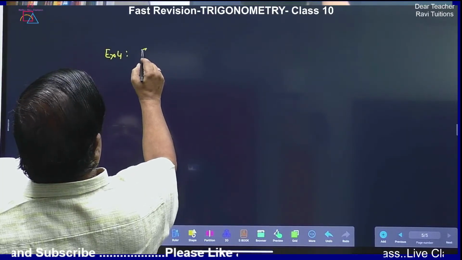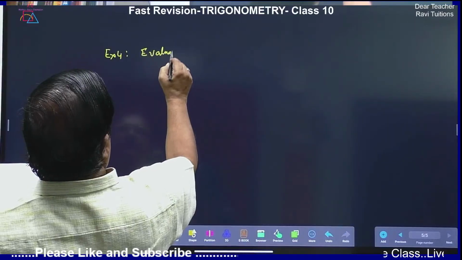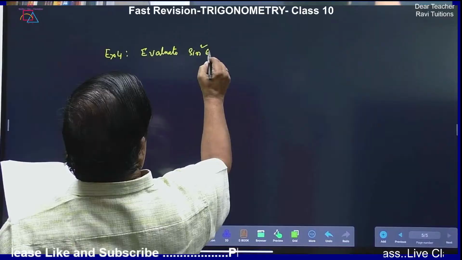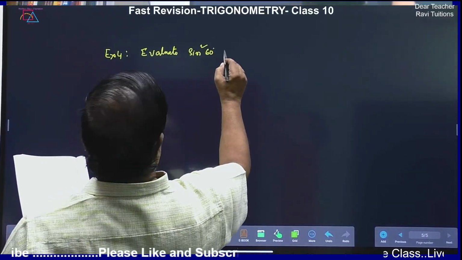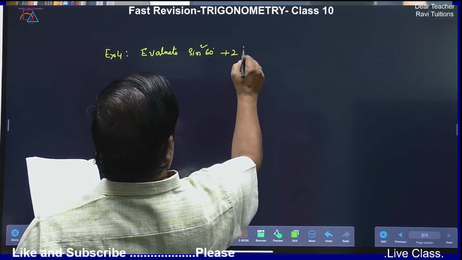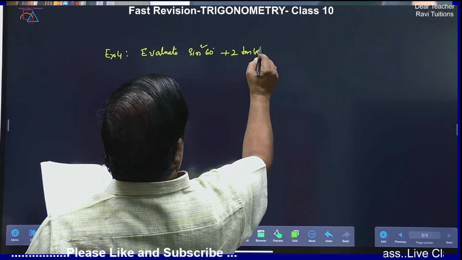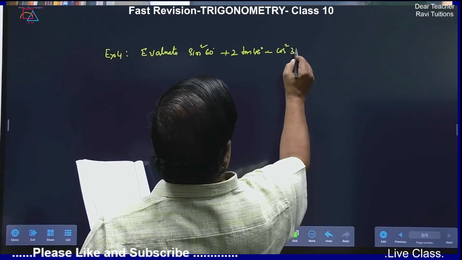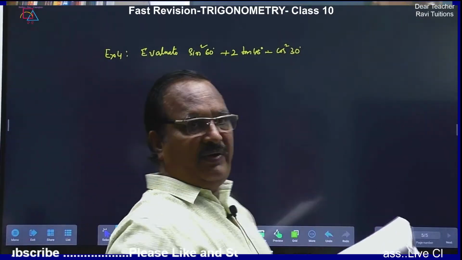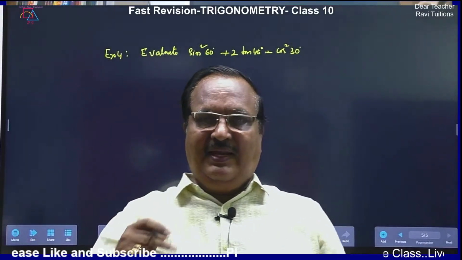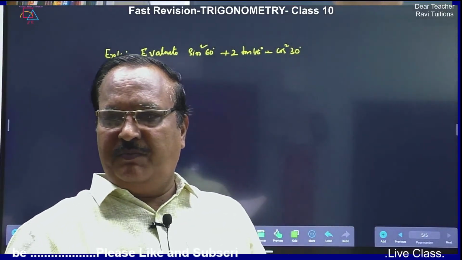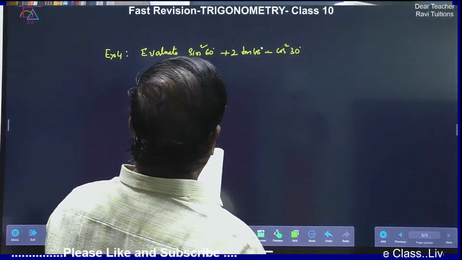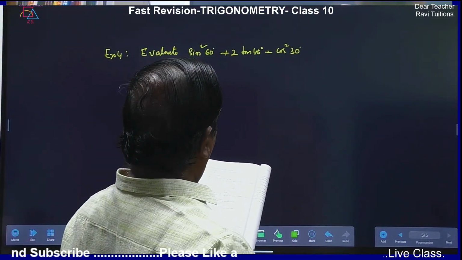Evaluate sine square 60 degrees plus 2 tan 45 degrees minus cos square 30 degrees. Okay, it's very simple. I will leave it to you. You can do it by yourself. Okay, this is 2019, right?